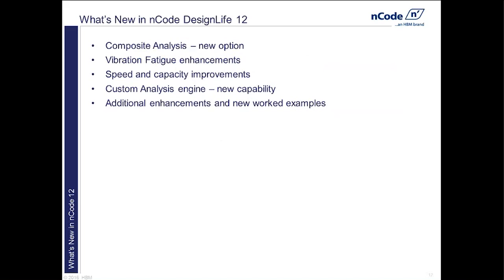So the major changes we've got in this version are introduction of a new Composite analysis option. I'll cover that in a little bit of detail over the next few slides. We've had some enhancements to the vibration fatigue, some speed and capacity improvements. We've also opened up the analysis engine a little bit more to add more custom capability. So if you want to write any of your own processes within Python to use within our tool, and some other additional enhancements and new worked examples which I'll cover as well.